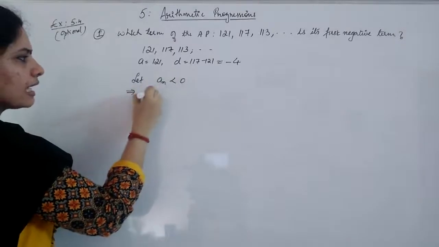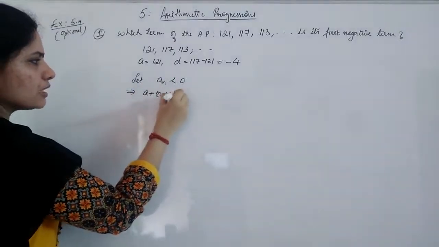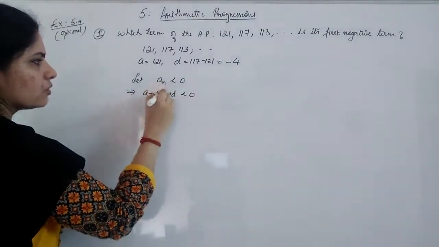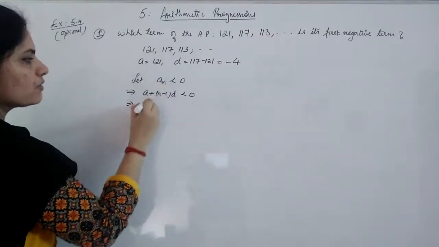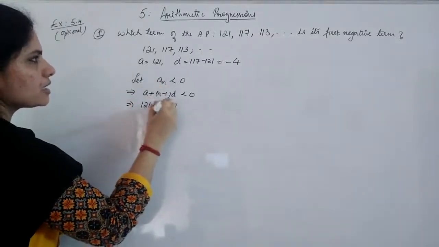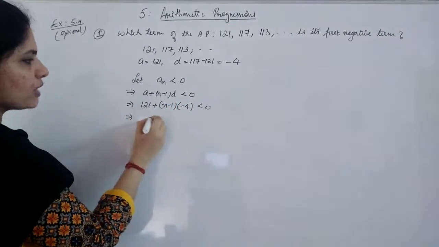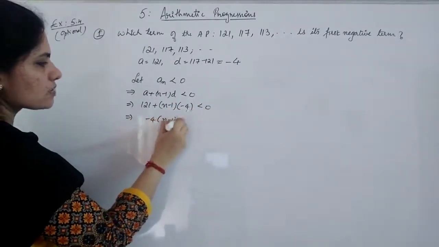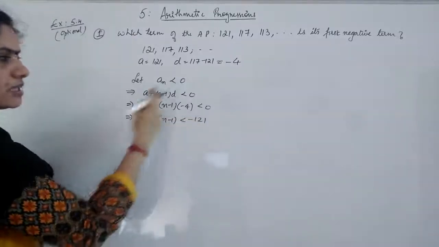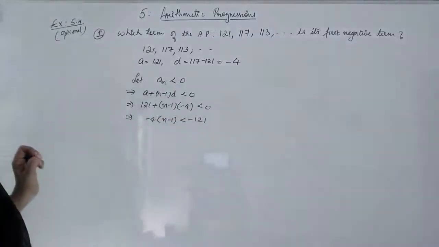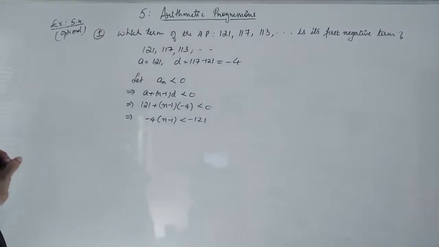What is an? A plus n minus 1 into d is less than 0. Okay. Now you have A to be 121 plus n minus 1 into d to be minus 4, less than 0. Again you have minus 4 into n minus 1 is less than minus 121. This has gone there. So it became minus 120. 0 minus 121 is minus 121.